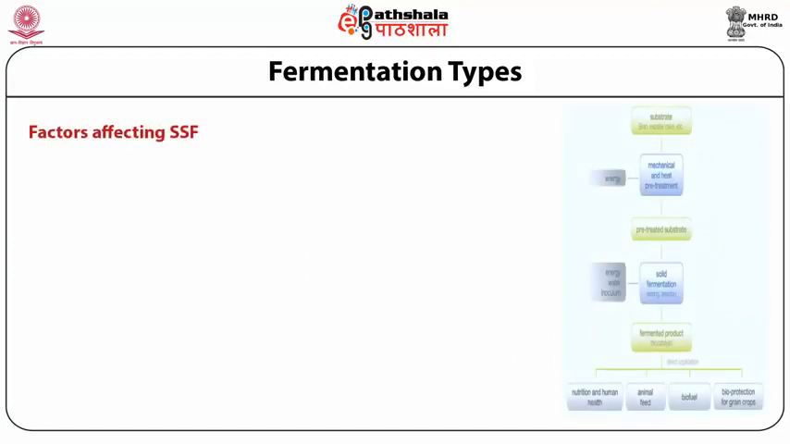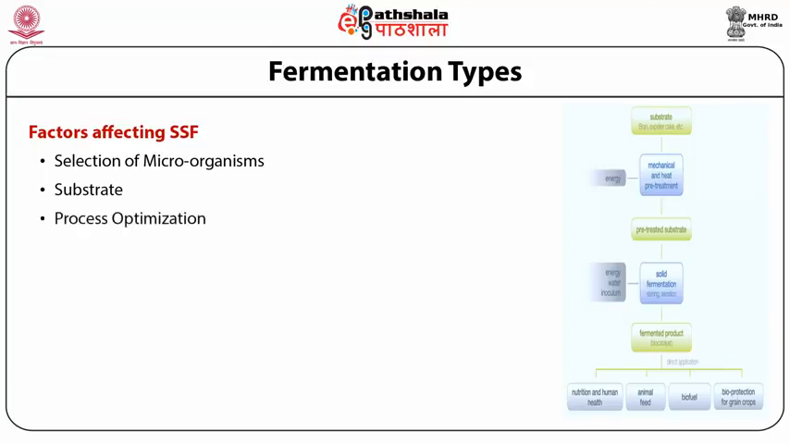Now, what are the factors affecting solid state fermentation? First is the selection of microorganism: which type of microorganism we are going to select, whether bacteria, fungi or algae. Substrate choice also affects our fermentation product. Then process optimization, like pH, temperature, oxygen, product isolation and its purification steps.